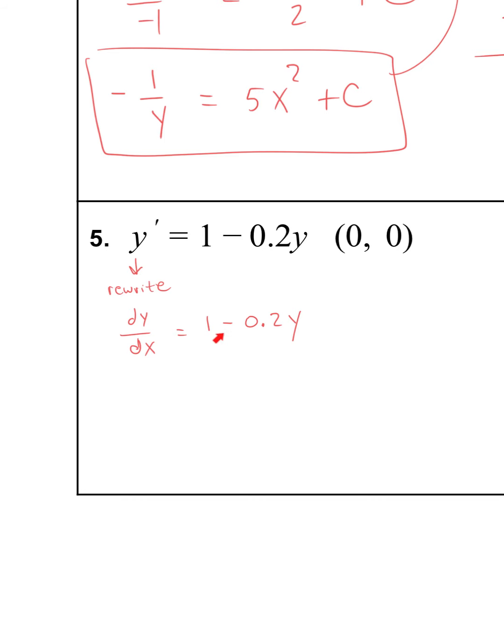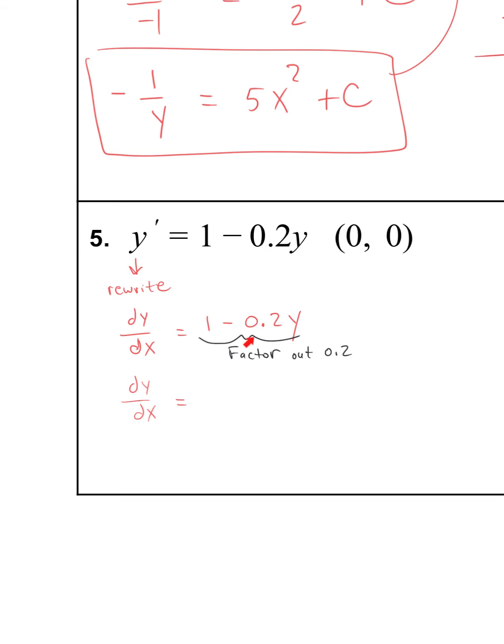Now, in order to separate the variables here, this is tricky. On the left-hand side, we have two separate terms and a subtraction sign in the middle. When we separate the variables, we always want something times dy on the left, and over here we want something times dx. So when you have two separate terms over here, it really makes it hard to separate the variables. So what we can do is factor this right-hand side so that you have only multiplication on that side. On the left, I'm just going to leave dy over dx alone for a minute, but on the right, I'm going to factor out 0.2 because 0.2 goes into both 1 and 0.2.